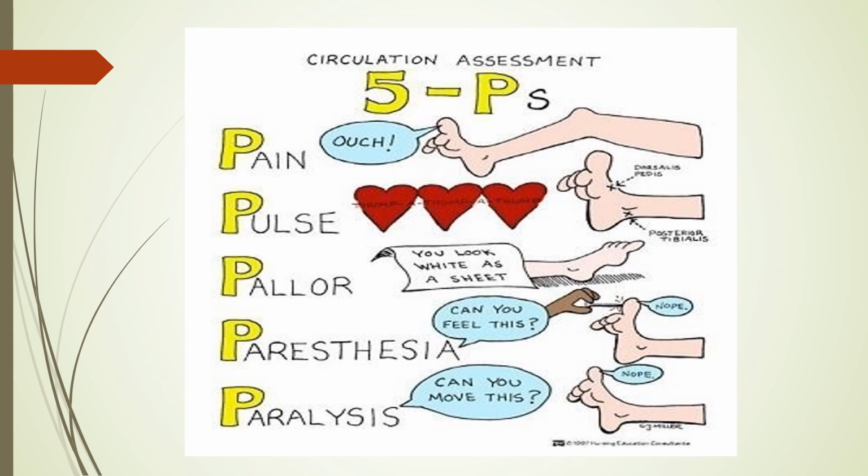Paresthesia, they should be able to feel, excuse me. So they should say no to this. Pain, they should say ouch. They can feel it. That means they have perfusion. They have circulation. Paralysis, no. They should say no. Patient should say no. They can move. All right. Again, we are focusing on the normal.